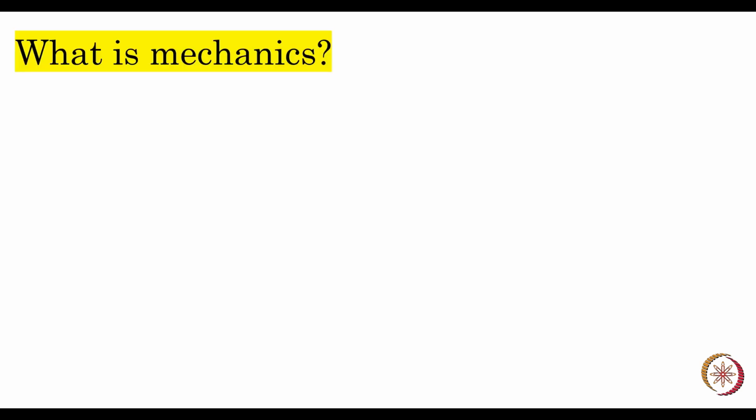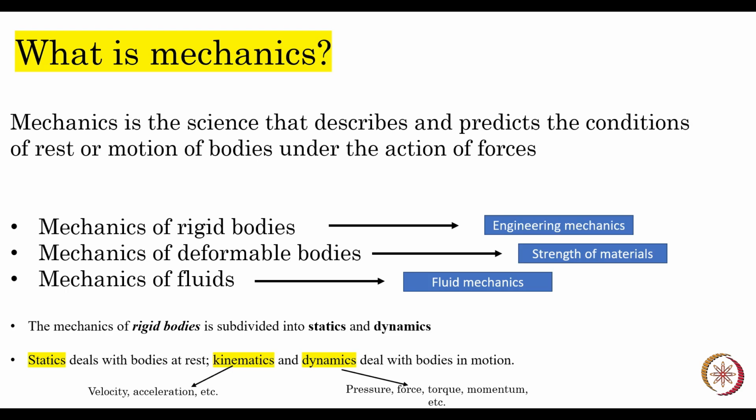So, what is mechanics? Mechanics is the science that describes and predicts the condition of rest or motion of bodies under the action of forces. In engineering, we study three types of mechanics. The first one is mechanics of rigid bodies, then mechanics of deformable bodies, and mechanics of fluids. Mechanics of rigid bodies, we will study in engineering mechanics. Mechanics of deformable bodies, we will study in strength of materials, and mechanics of fluids, we will study in fluid mechanics. And the rigid body is subdivided into two parts, statics and dynamics.